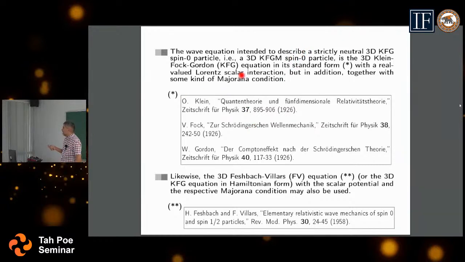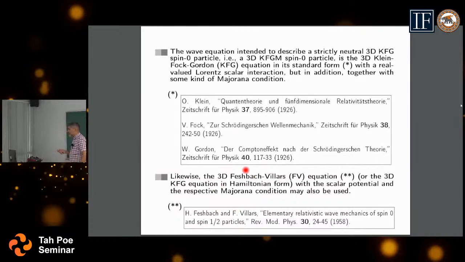What's the reason I call it Klein-Fock-Gordon? Because in 1926, in the same journal, Zeitschrift für Physik, three papers appeared. The first one was Klein's paper. The second one was Fock's paper. And the third one was Gordon's paper. So the equation must be called the Klein-Fock-Gordon equation, not just Klein-Gordon.